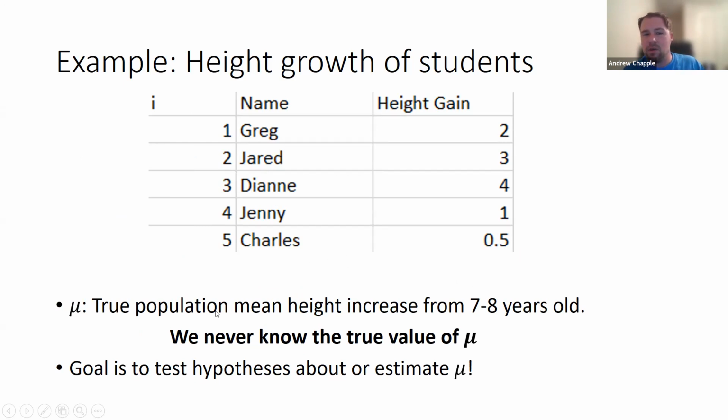So maybe we want to test mu, which is the true population mean height increase from 7 to 8 years old. Now, we never actually know this. You don't have a dream where the universe or God or whatever tells you, hey, look, I'm going to tell you right here, on average, in perpetuity, kids are going to grow by 1.5 inches. We don't know that. We'll never actually get that information, but we can try to estimate that mean by actually going and collecting data. And that's the whole point of statistics. We're trying to figure out things that guide processes in the universe or human behavior or whatever based on data that we have.